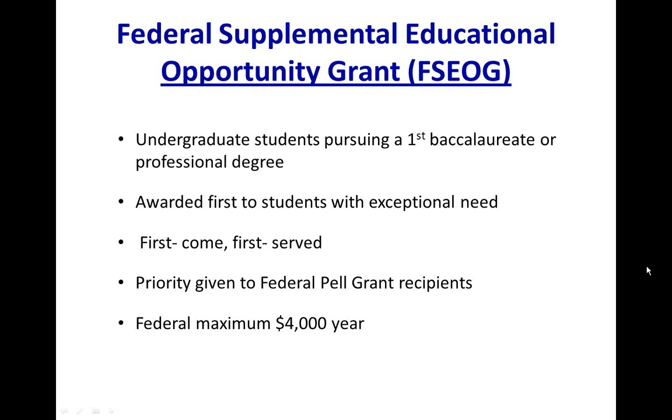The Federal Supplemental Educational Opportunity Grant, FSEOG, is awarded to undergraduate students pursuing a first baccalaureate or professional degree. It's awarded first to students with exceptional financial need. It's awarded on a first-come, first-served basis. Priority is given to federal Pell Grant recipients, and the maximum per year is $4,000.